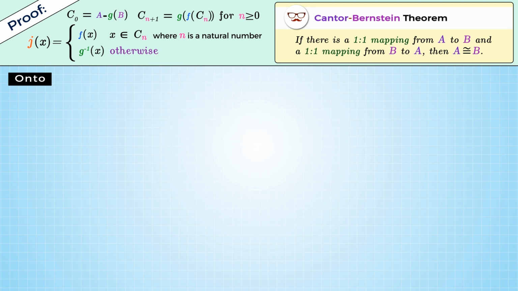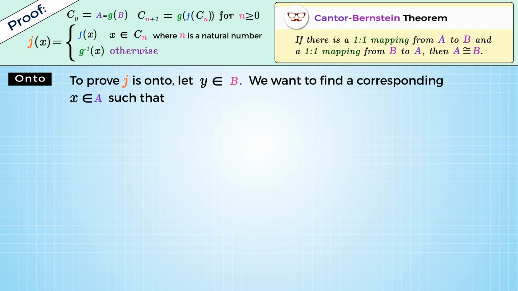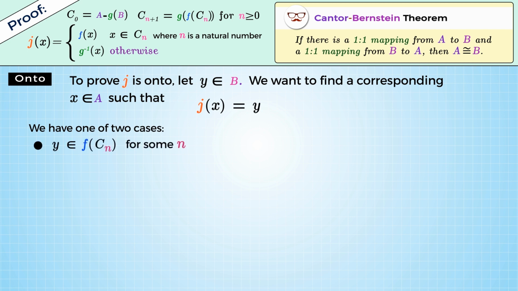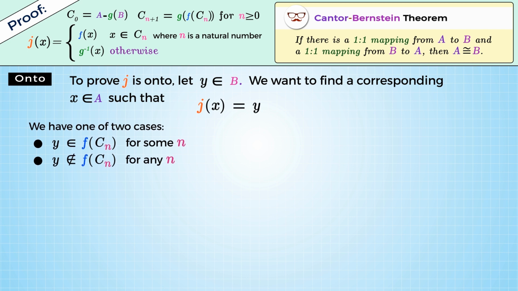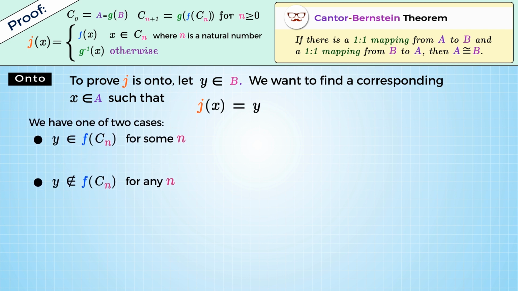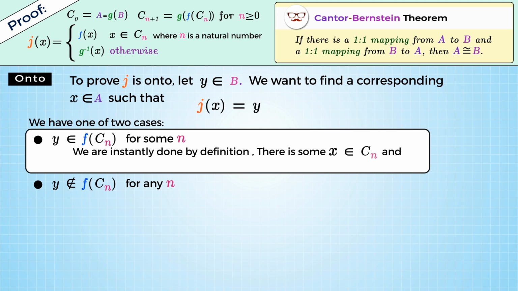Now let's prove J is onto. To prove J is onto, let y be in B. We want to find a corresponding x in A such that J(x) is equal to y. We have one of two cases. Either y is in f(Cn) for some n, or y is not in f(Cn) for any n. In the first case, we are instantly done by definition. There is some x in Cn, and J(x) equals f(x) equals y.